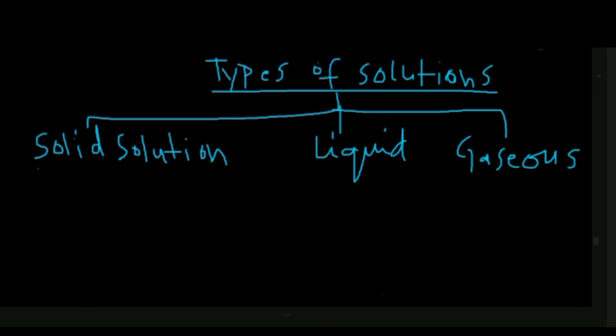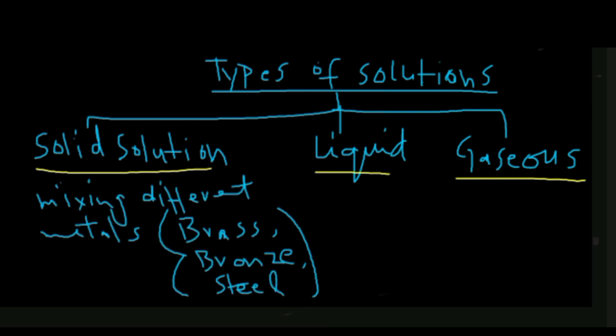Now there are three types of solutions. The first one is a solid solution, the second one is a liquid solution, and the third one is a gaseous solution. The solid solution is formed by mixing different metals. Examples are brass, bronze, and steel. These are solid solutions which are formed by mixing different metals.